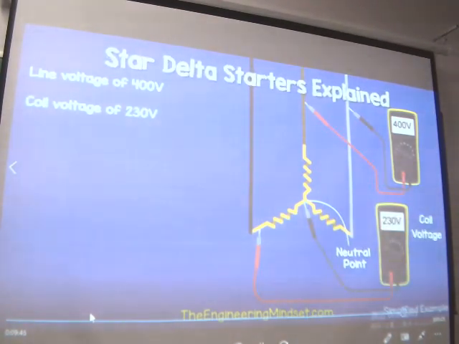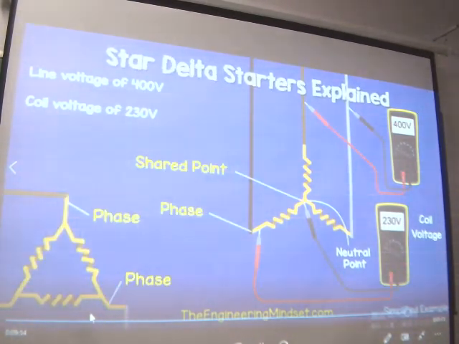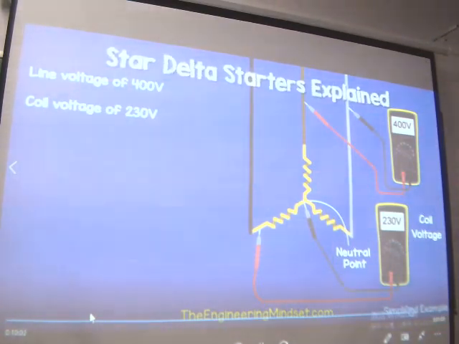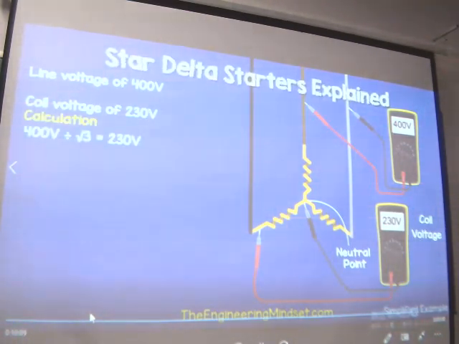So this time, when we measure the voltage across the ends of any coil, we get a lower value of 230 volts. That's because the coil isn't directly connected between 2 phases like the delta version was. One end is connected to the phase, but the other end is connected to the shared point, or the neutral point. So the voltage is therefore shared and will be less because one phase is always in reverse. We can see the 230 volt reading by dividing 400 volts by the square root of 3, which gives us 230 volts. As the voltage is less, the current will be too.